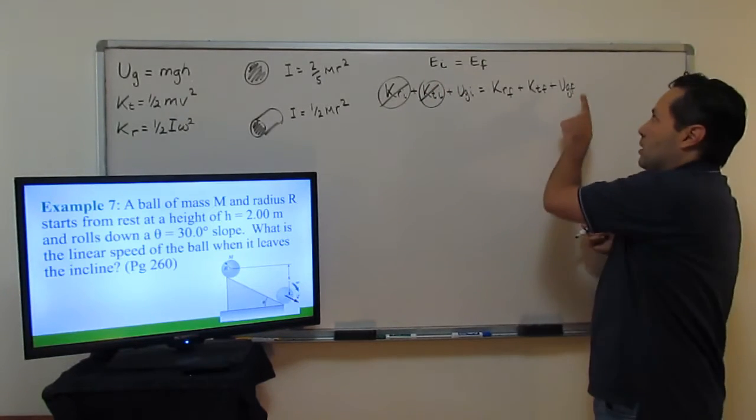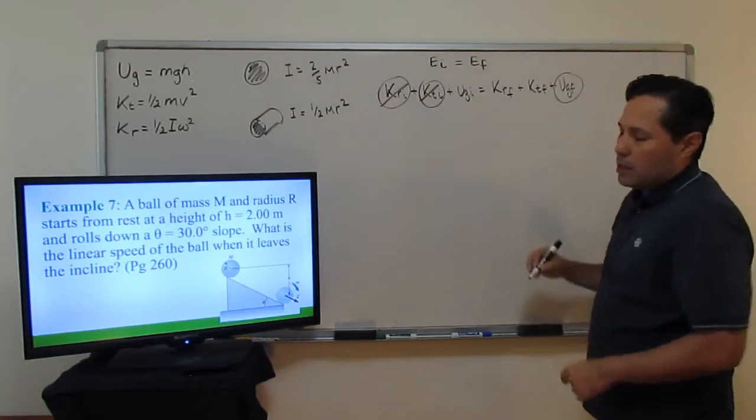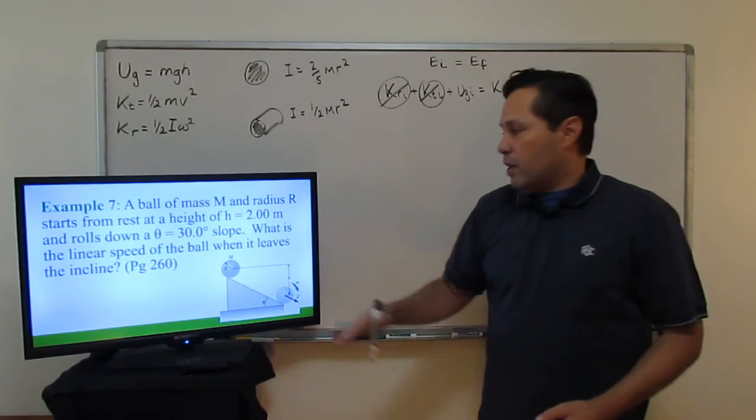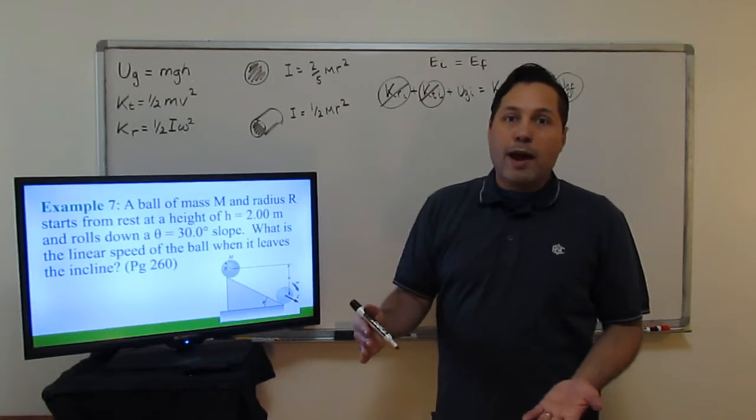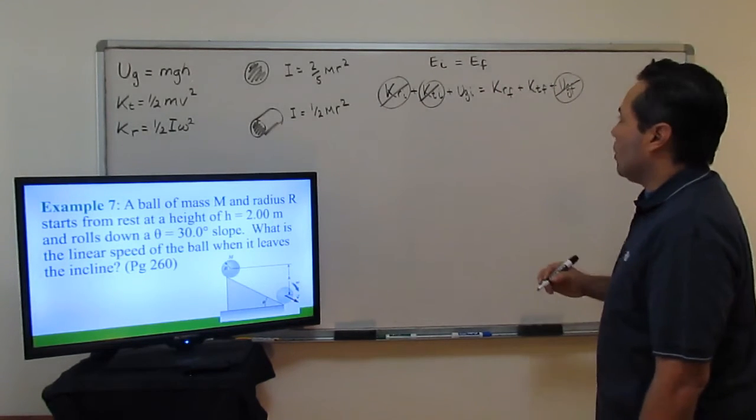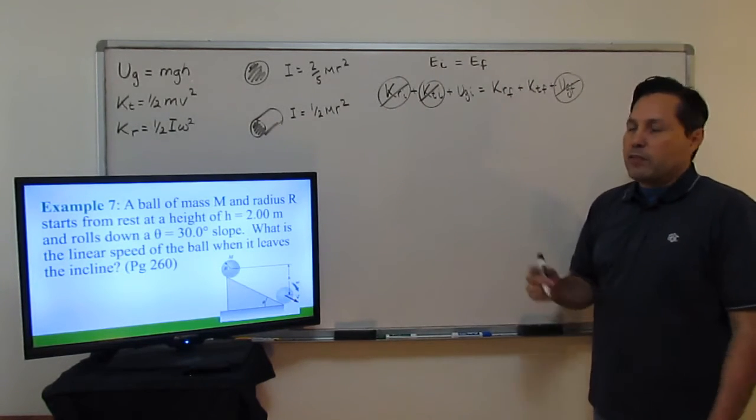Now on the other side, it's this one that's going to go away: the potential energy due to gravity. Once the ball reaches the ground, it's got no height. No height means that one's gone. So these are the values that are left. Now we know that they're left.